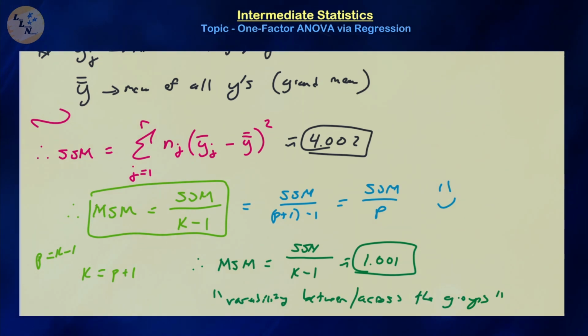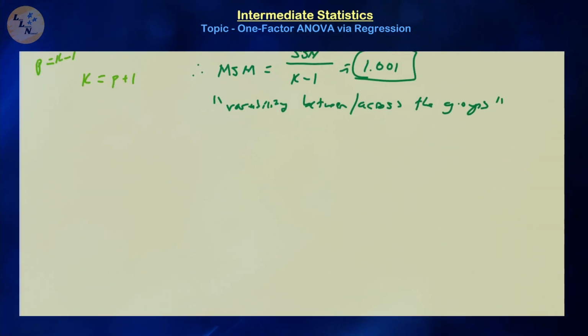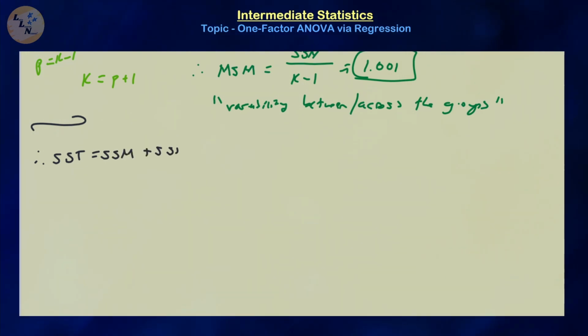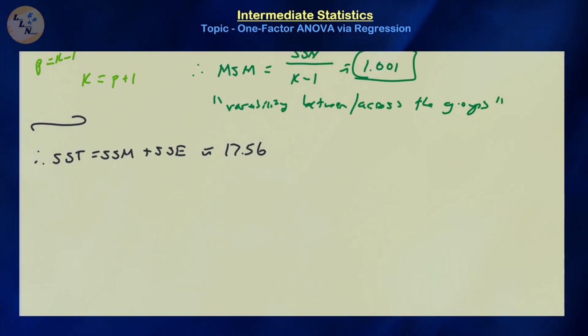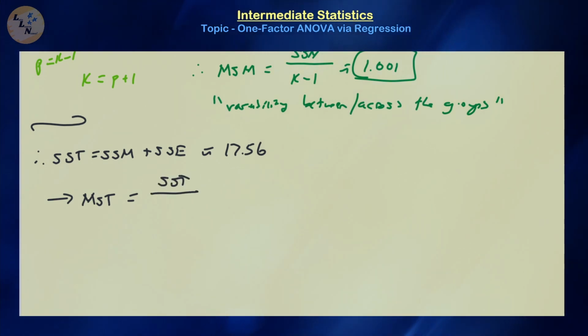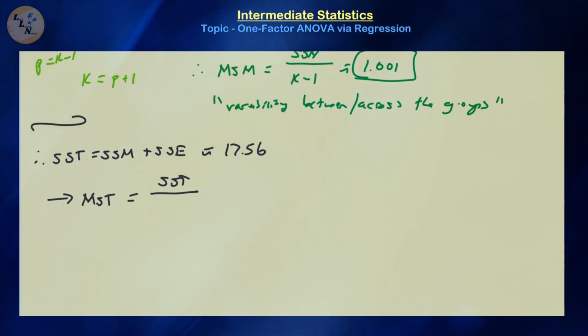So that's pretty exciting. So what about the SST and the MST? How would we calculate them? If we use the relationship that we have proven before, that SST is equal to SSM plus SSE, or the total sum of squares is equal to the model sum of squares plus the error sum of squares, that means if we add those two values up, we should get 17.56. Now, what is going to be equal to the MST? So the MST is going to be equal to the SST divided by the degrees of freedom. So what is the degrees of freedom for the MST in this little test that we're working with here?